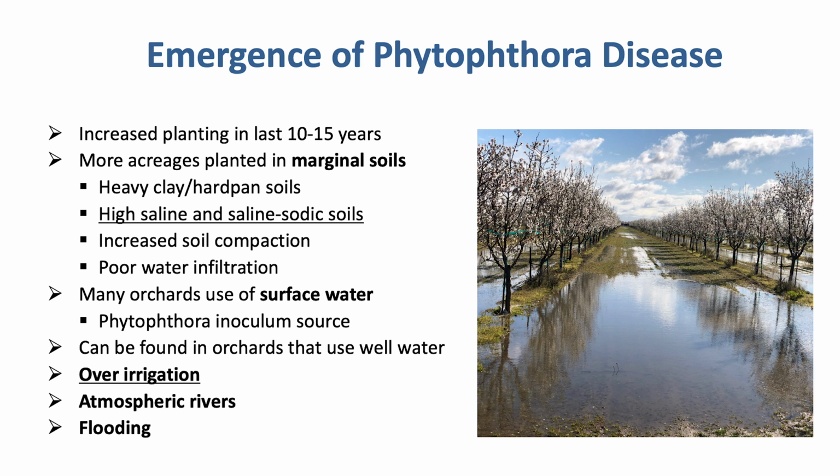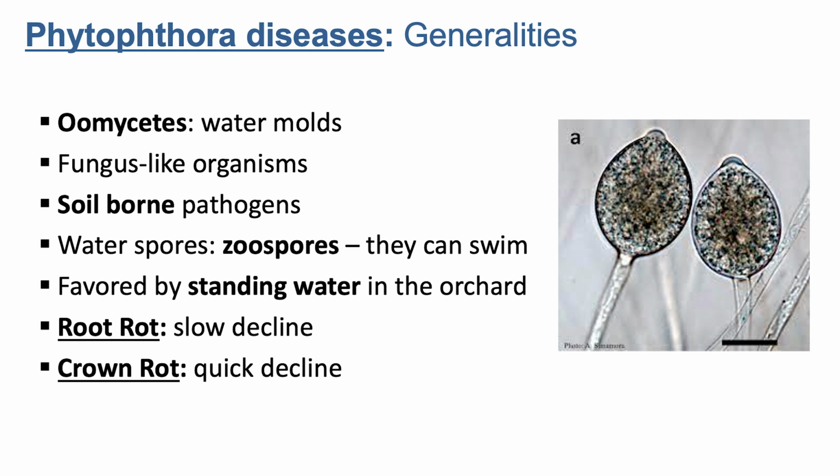Remember, Phytophthora loves water. It's usually an issue where you use surface water. It's not a pathogen that has been detected from well water, but nevertheless, over-irrigation can lead to Phytophthora problems pretty much anywhere. And you all remember the flooding events in the past years, these atmospheric rivers. All these issues have led to more and more cases of Phytophthora here locally in California.